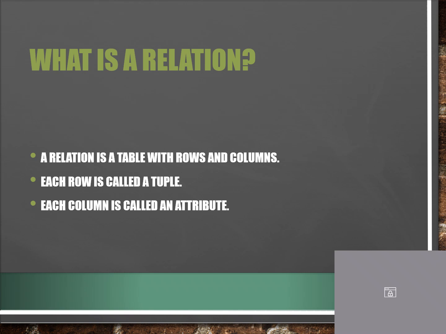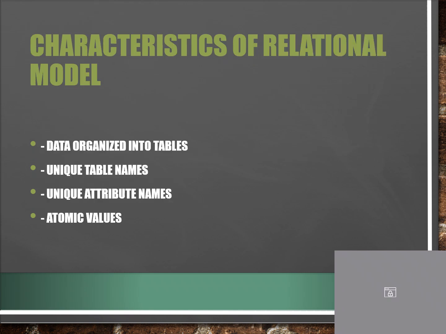The next slide is what is a relation. In a database management system, a relation is a structured collection of data organized into rows and columns, and each row represents an entity or record, and each column represents the attributes and characteristics of the entity. Then next slide. And now the characteristics of the relational model.